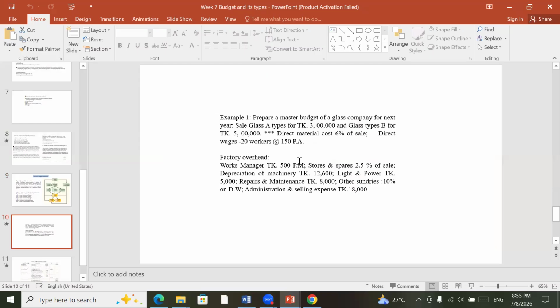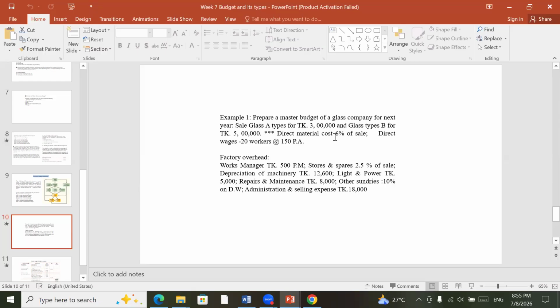Okay. There are some items, different types of budget. You have to list them very briefly. Then you will get the master budget and its operation. So example number one: prepare the master budget for the glass company for next year. The company sells glass type A for taka 3 lakh and glass type B for taka 5 lakh, total 8 lakh. Okay, two types of glass to sell.